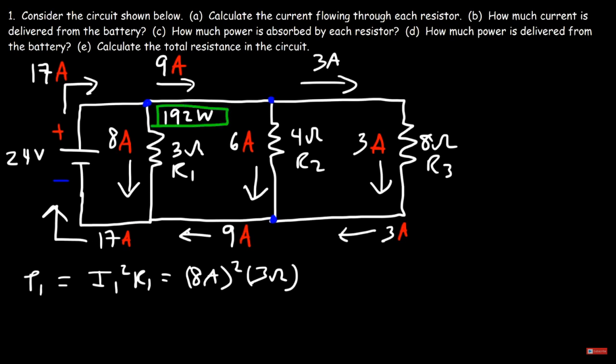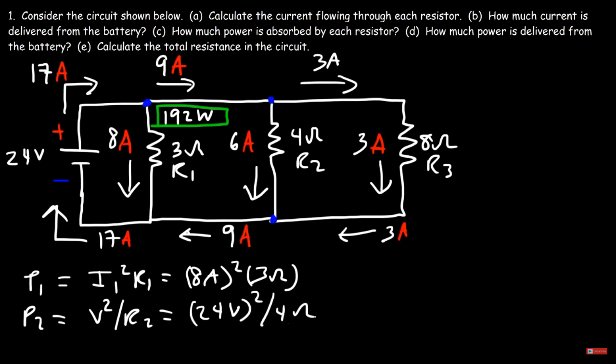Now let's move on to the second resistor. So I'm going to use V squared divided by R. So the voltage across every resistor in a parallel circuit is going to be the same, 24 volts. And resistance is 4 ohms. 24 squared is 576 divided by 4. So that means that 144 watts of power is consumed by the second resistor.